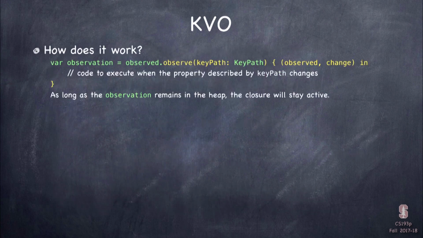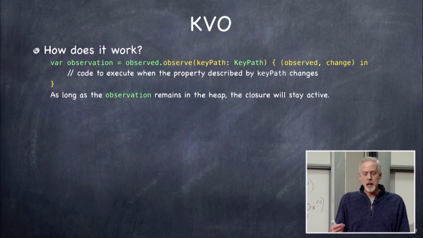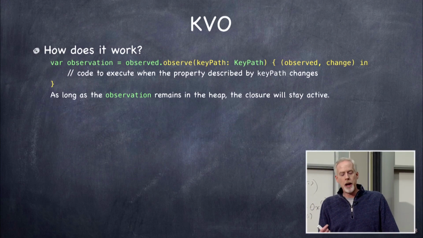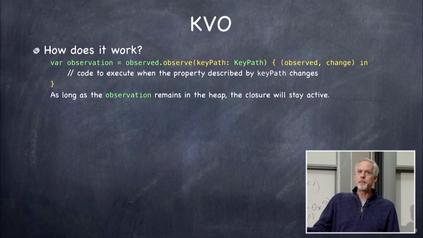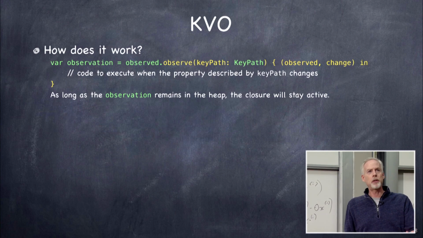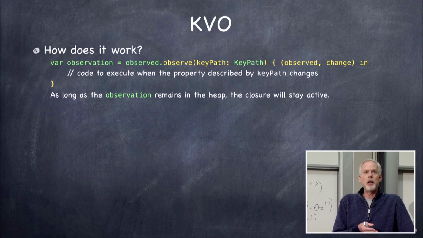All right, so how does it work? What does KVO look like? There's this one very important method that NSObject provides for you called observe. Observe takes a key path as an argument and a closure, and it executes that closure whenever that key path changes. It only works for key paths that are key value coding compliant. Notice that it returns a little cookie. Var observation, you see that?